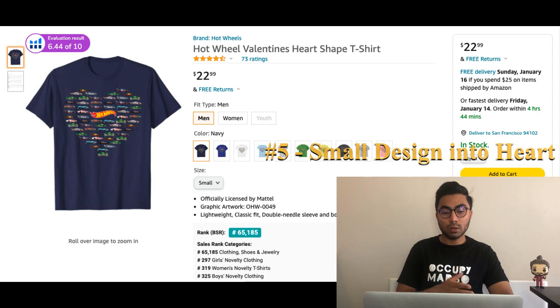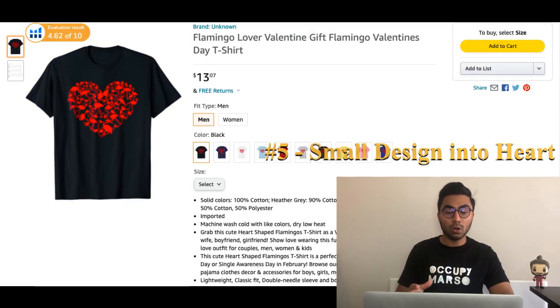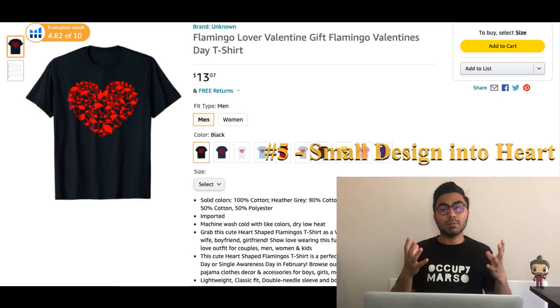Obviously, without the Hot Wheels, so definitely this is just an example. We obviously can't make this design because we don't have the rights to Hot Wheels. But this is definitely the type of design that I'm talking about. You can have absolutely anything in your mind and make it into a heart, and it would definitely generate sales. The last one over here that I want to show you is a flamingo in the shape of a heart. Like I said before, anything can be made into the shape of a heart.